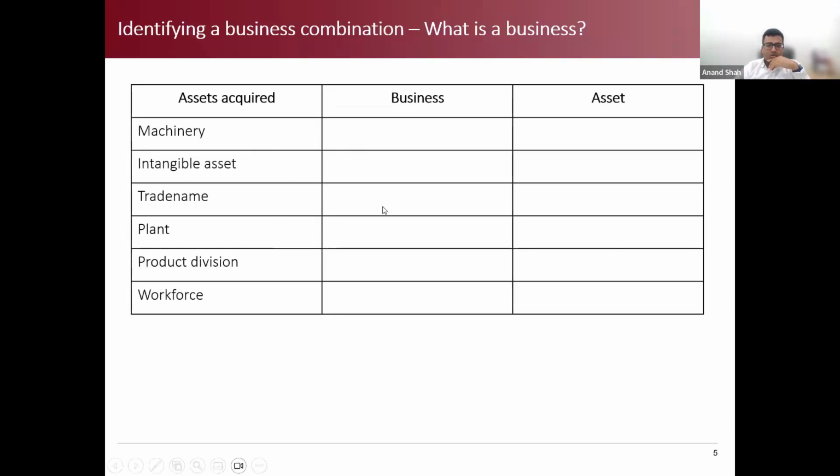I've put down the table. You want to have a quick take on one of these assets that get acquired: would they be classified as a business purchase or an asset purchase? You can type something in the chat box or unmute yourself.